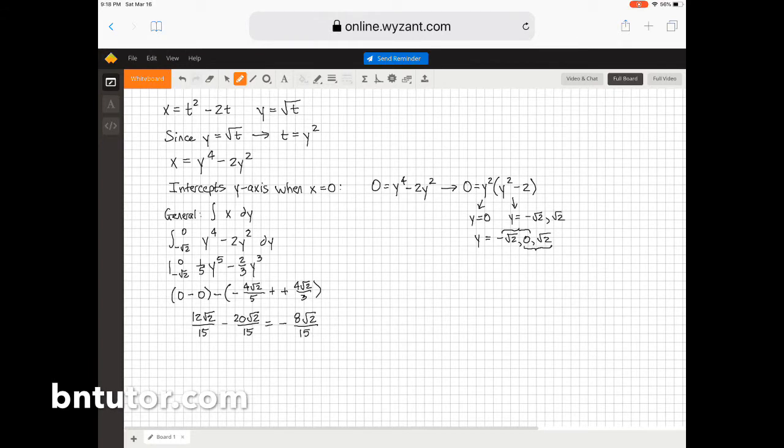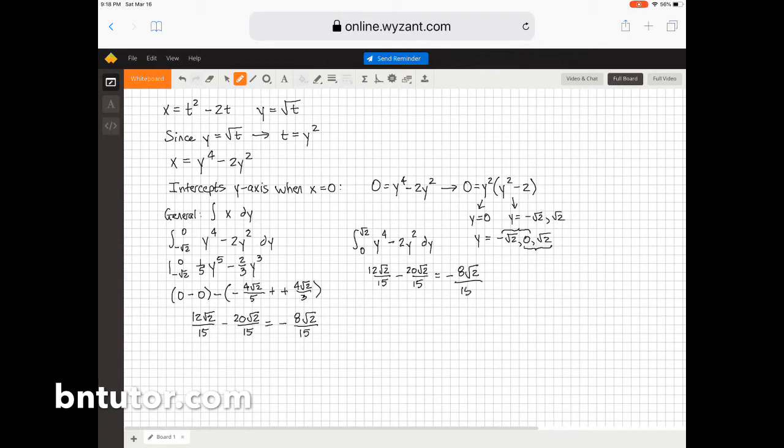We're halfway done. Now we need to take the integral of the other interval that we had found between 0 and positive square root of 2. Here the math turns out to be pretty much exactly the same as with the first integral. There are a couple different signs along the way, but in the end, the final result is exactly the same: 12 square root of 2 over 15 minus 20 root 2 over 15, which is negative 8 root 2 over 15.